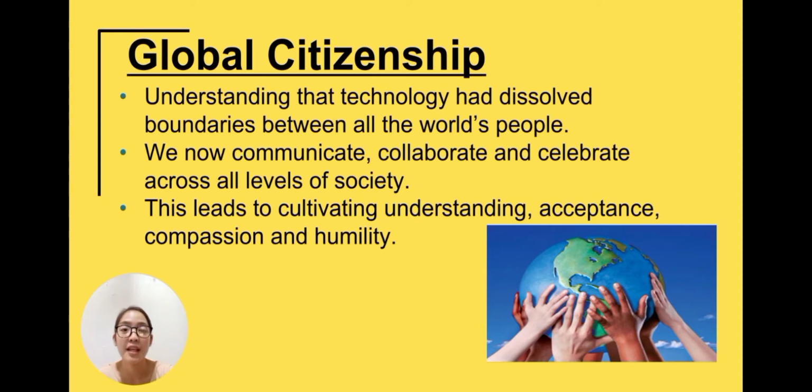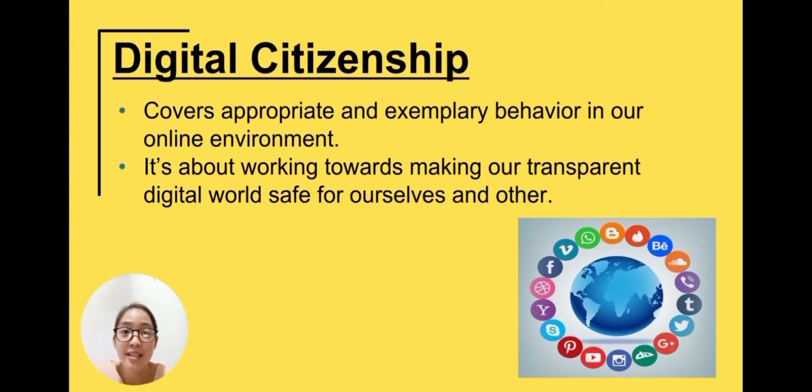So the third one is all about digital citizenship. Digital citizenship covers appropriate and exemplary behavior in our online environment. It's about working towards making a transparent digital world safe for ourselves and others.